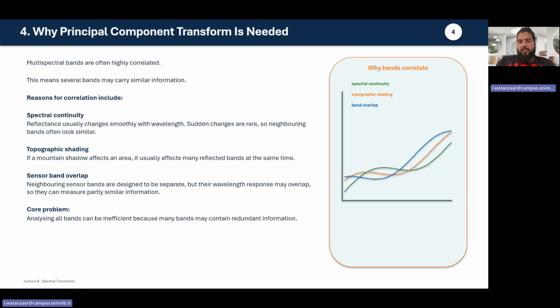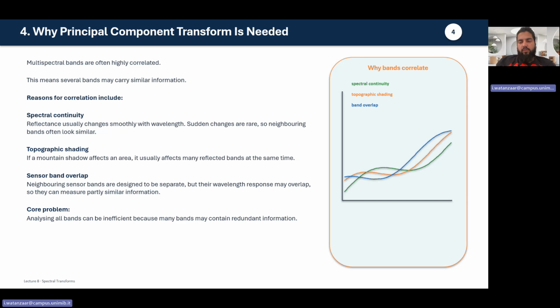Two neighboring sensors can capture the same certain wavelengths, so there is a chance of overlap with each other. They can be measured partially or with similar information. This is very high due to all of these reasons: sensor-based overlap, topographic shading, and spatial continuity.